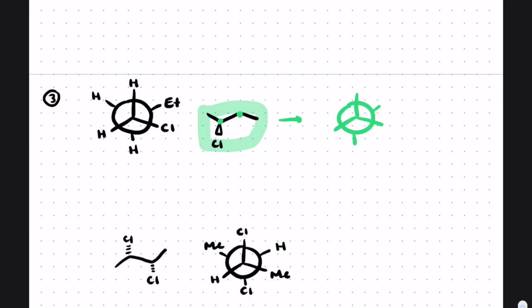So I'm just going to take this one, and we're going to make it into a Newman projection. So this back carbon will be this one. This front carbon will be this one.